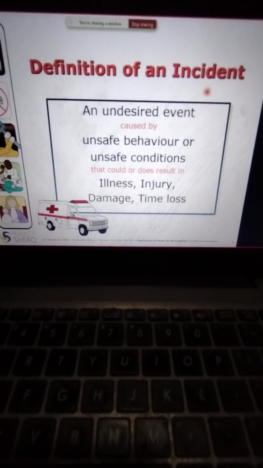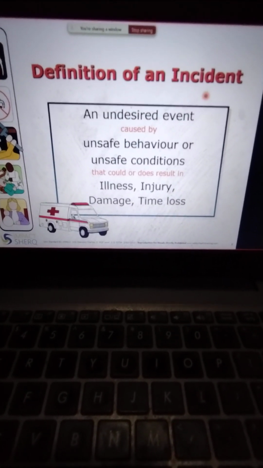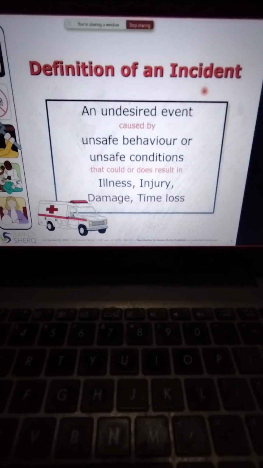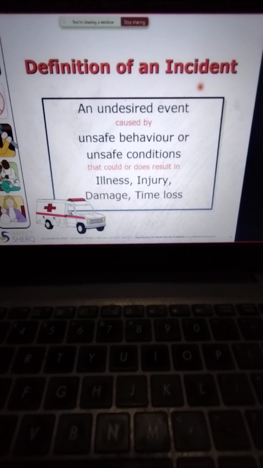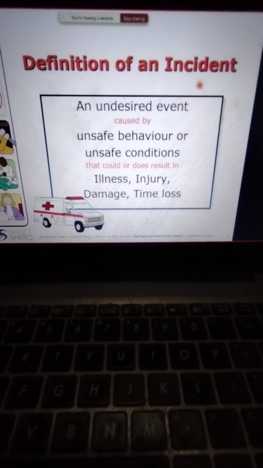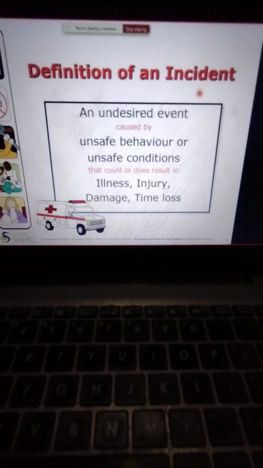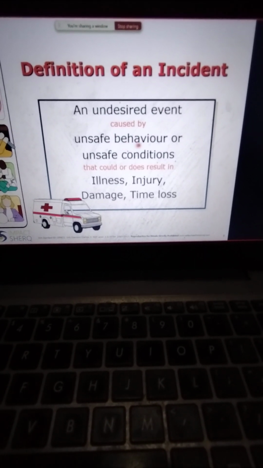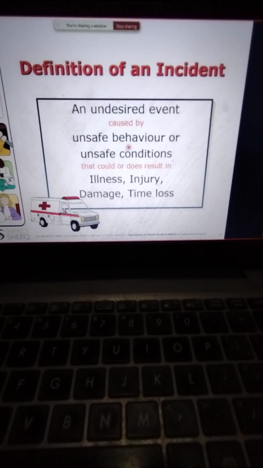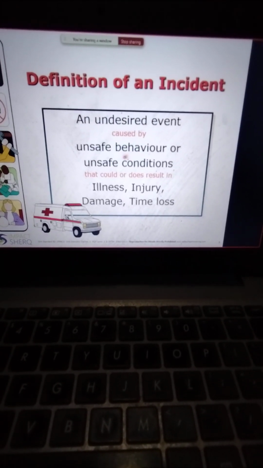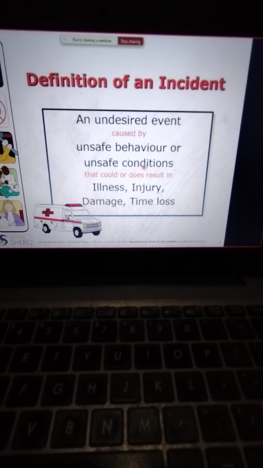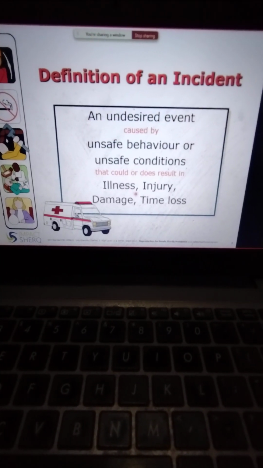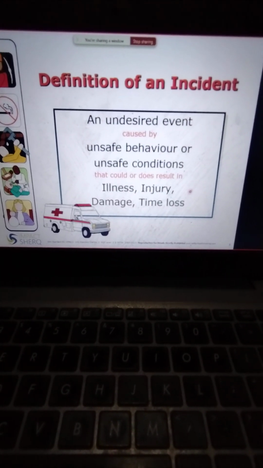Now, when you are at work, one of the things that will happen is there will be incidents. An incident is an undesired event, something no one desired, which happens at the workplace, and it is caused by two things: unsafe behaviors or unsafe conditions. Whenever someone gets injured at the workplace, the cause is one of these, and I'll explain them. Every time an incident happens, it leads to illness, injury, damage, or time loss.